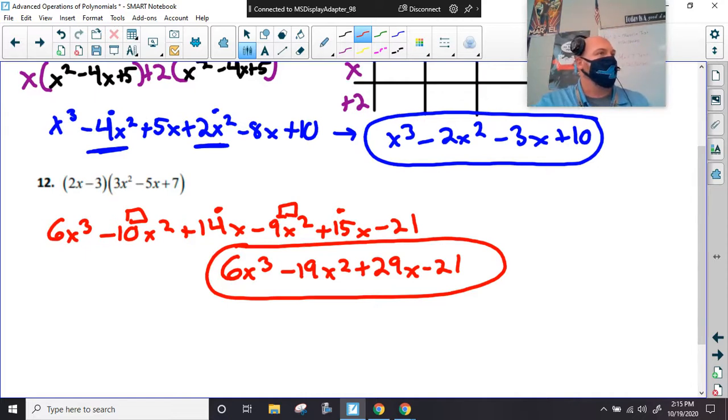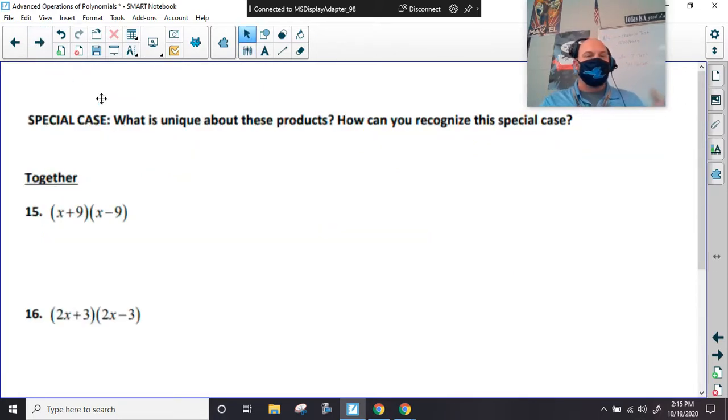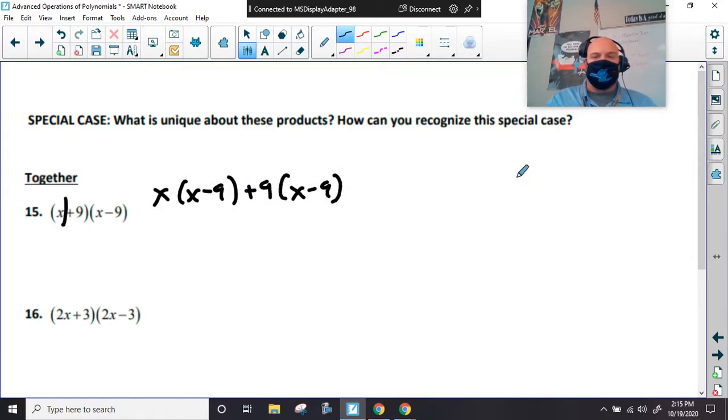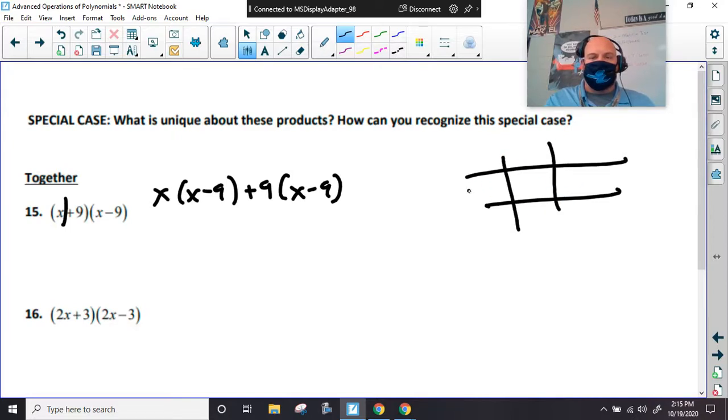All right, you good now? Almost? Yeah. All right. So the last little bit, these special case. All right. So, on number 15, now if I did double distributive, it looked like this. Or if I did table, it would look like this.